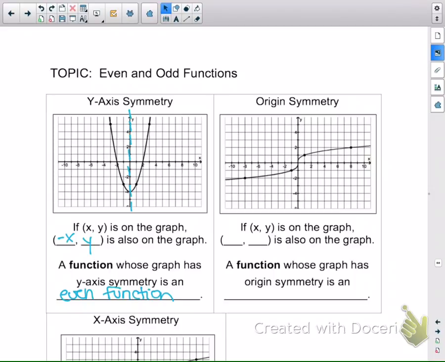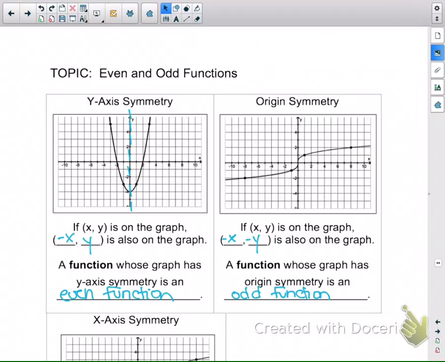Origin symmetry is something like that. We saw that today. It's the cube root function. That's called an odd function. If a point (x, y) is on the graph, the point (negative x, negative y) is also on the graph. Both become negative. The third type down there is x-axis symmetry.